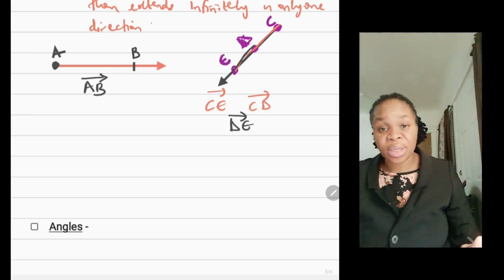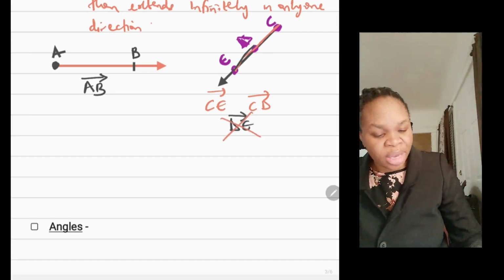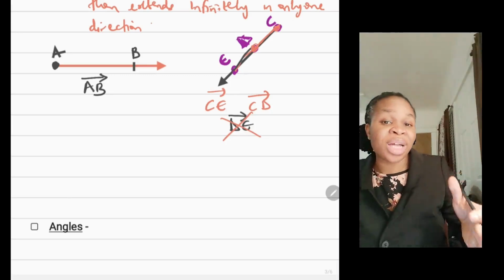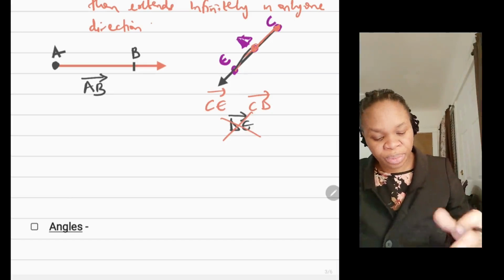No. And why is that? Because D is not my end point. My end point is at C. So I can't have DE because D is at the middle. So I must always have something at the edge to write my ray.